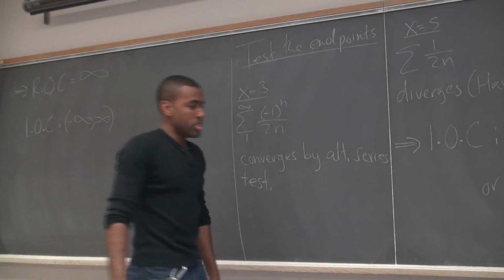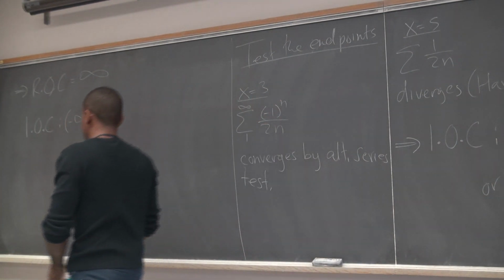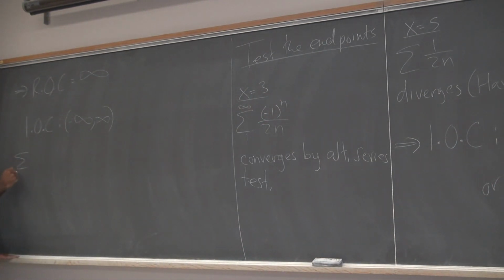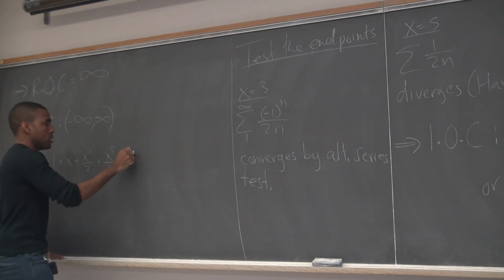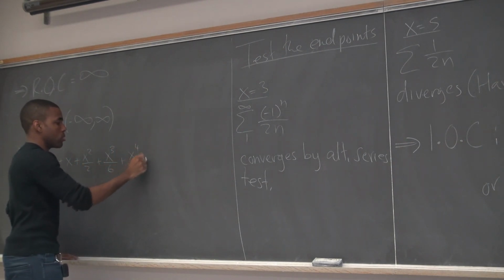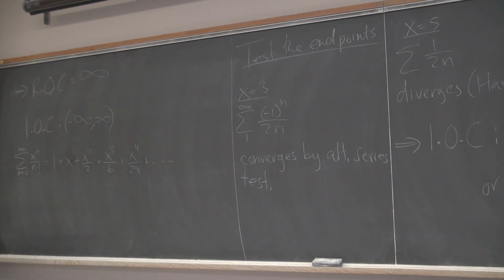Turns out that that series is actually a function that we know what it is. This series, x to the n over n factorial, is pretty much the polynomial 1 plus x plus x squared over 2 plus x cubed over 6 plus x to the 4th over 24 plus dot dot dot. It's actually a known function. We know exactly what it converges to.